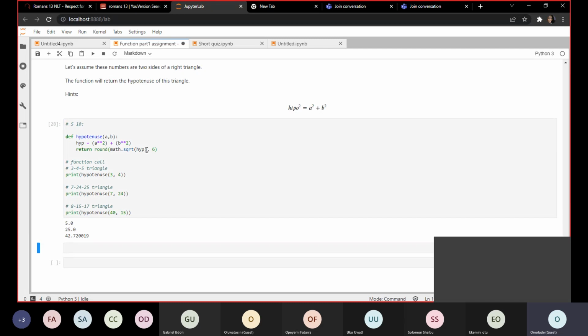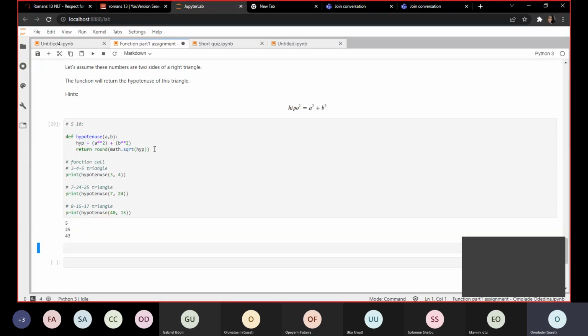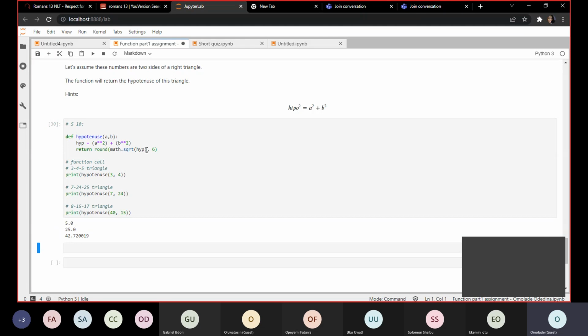So can you see? This round function under our return helps us to round up our number to a whole number. If there is no comma here, it takes everything to whole numbers. But if you want to specify your number of decimal points, let's say 6, it helps you round it up to the number of decimal points that you want.